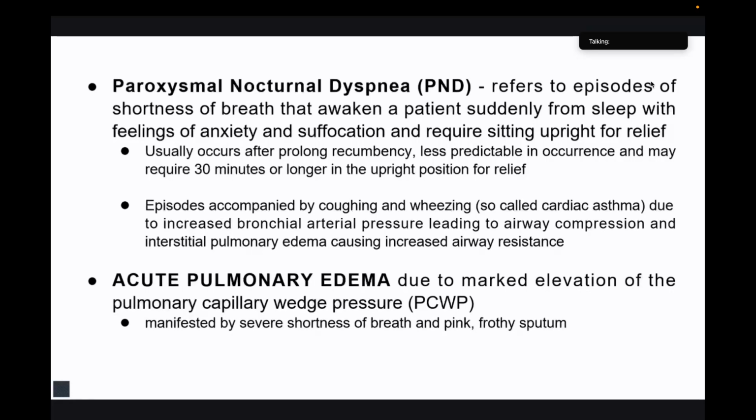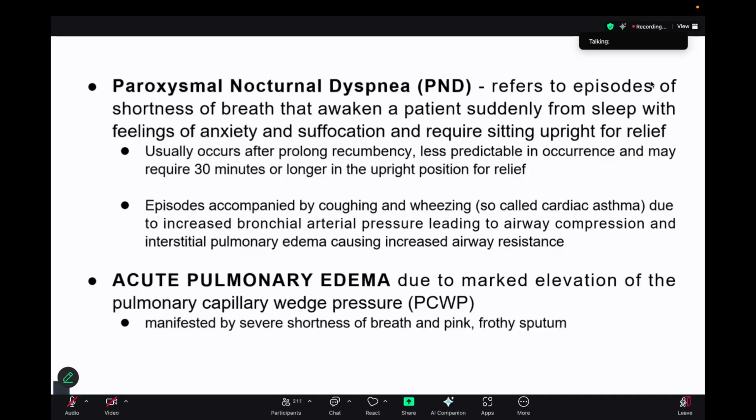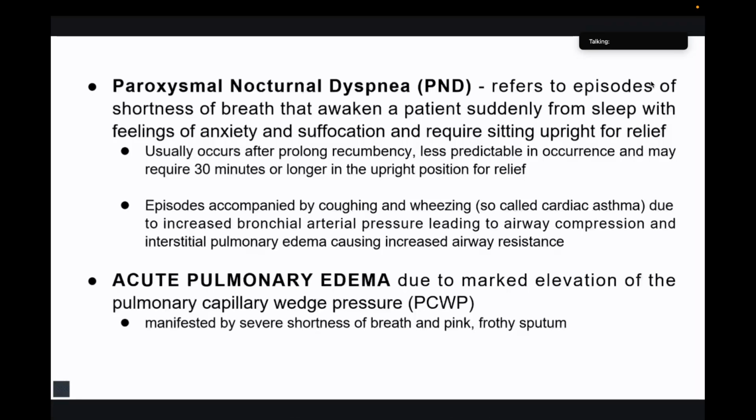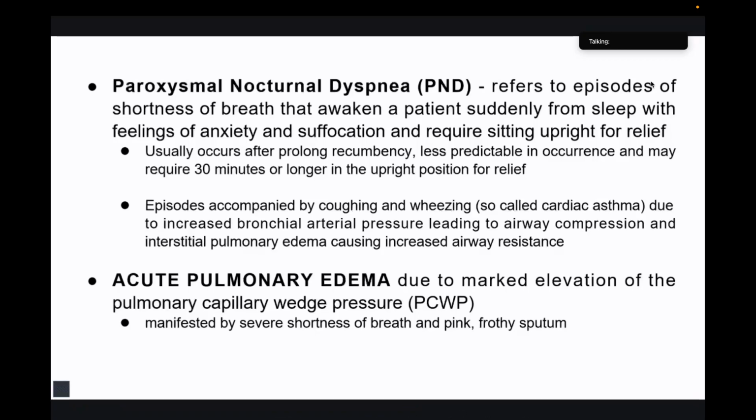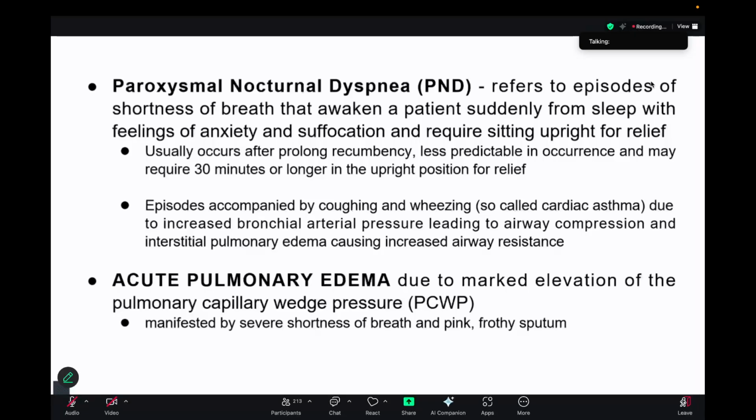Paroxysmal nocturnal dyspnea. This refers to episodes of shortness of breath that awaken the patient suddenly from sleep with feelings of anxiety and suffocation and require sitting upright for relief. This usually occurs after prolonged recumbency. PND is less predictable in occurrence, and it may require 30 minutes or longer in the upright position to give relief to the patient.